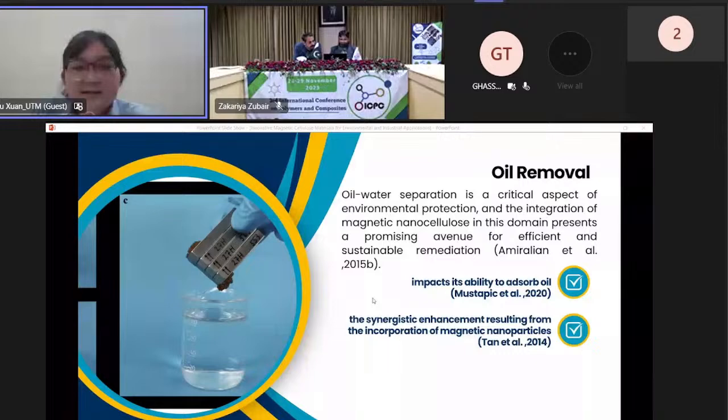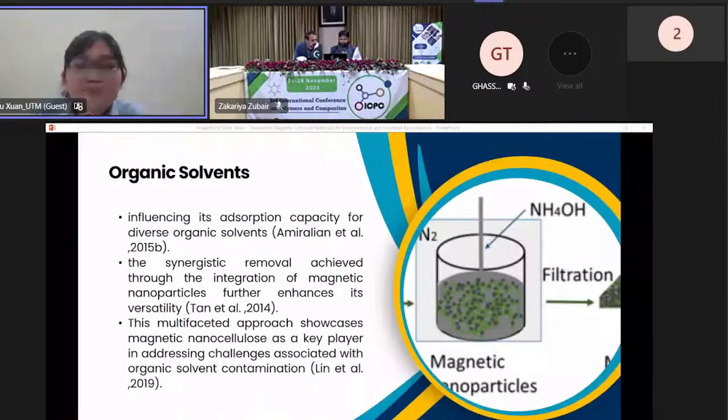And the next one is about organic solvent. Diving deeper into the application, the compatibility of magnetic nanocellulose with organic solvents becomes evident. Its multifaceted approach, influenced by factors like temperature dependence and the synergistic removal achieved through the integration of magnetic nanoparticles, positions our material as a key player in addressing the challenges associated with organic solvent contamination.